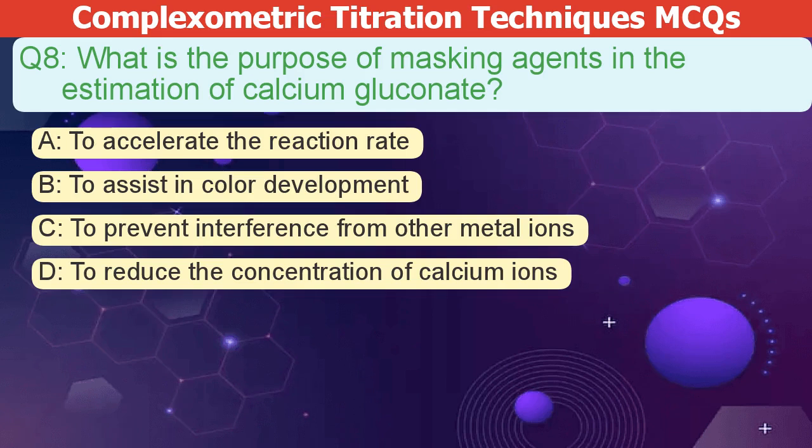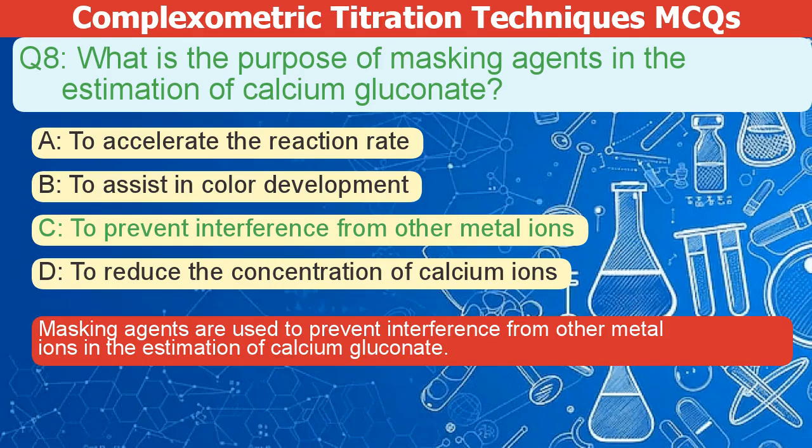What is the purpose of masking agents in the estimation of calcium gluconate? A. To accelerate the reaction rate. B. To assist in color development. C. To prevent interference from other metal ions. D. To reduce the concentration of calcium ions. The correct answer is C. Masking agents are used to prevent interference from other metal ions in the estimation of calcium gluconate.